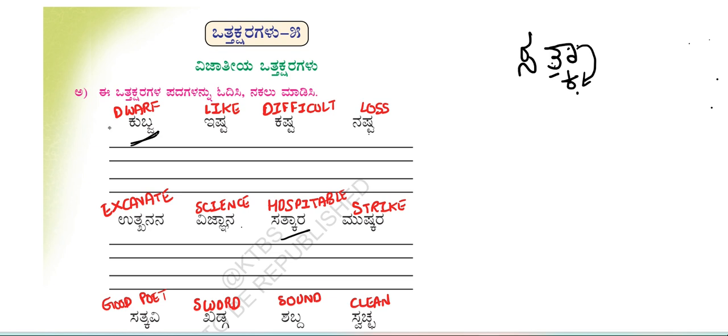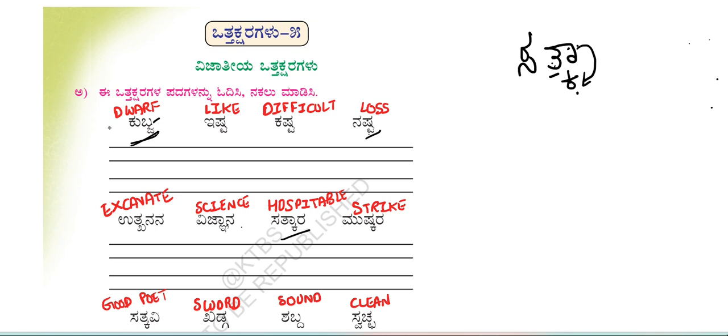Now let us start reading the words. So this is kubja, main consonant in its root form. So b and then ja, kubja. Ishta, again main consonant in its root form. So it's pronounced as sh. So ishta. Kashta. Nashta. So kubja means a dwarf, ishta means like, kashta means difficult, nashta means loss.